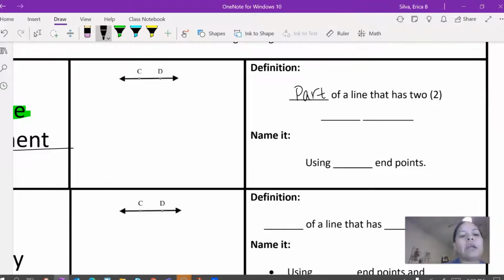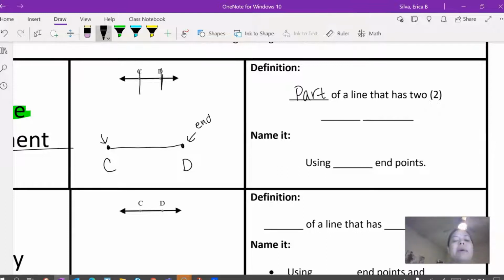And if we were to cut off this part of the line here, where we have point C, and then we have point D. So this part of the line, let me draw it a little bit more straight. That part of the line is called a line segment. And these 2 points right here are called my endpoints.